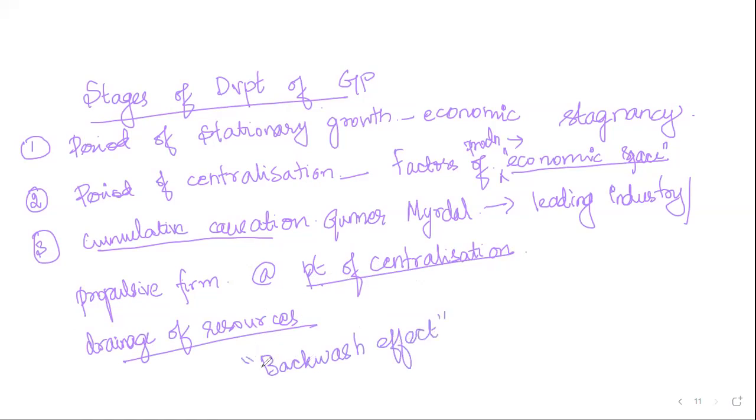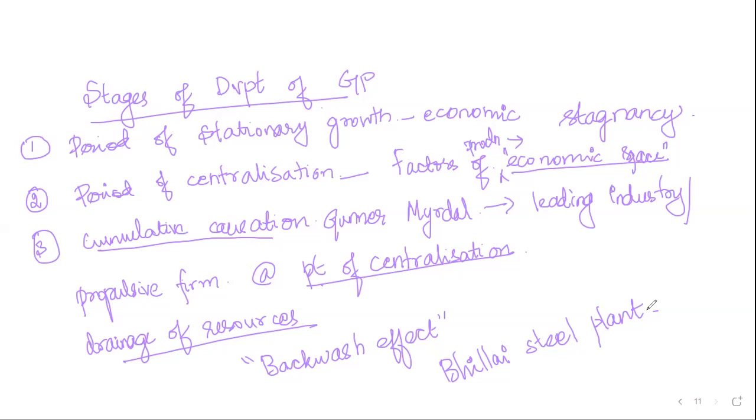This is known as backwash effect, where a lot of resources and the movement of capital is also towards the economic space, towards the point of centralization. What will happen to the other places? If one particular spot alone is developing, let's say the Bhilai steel plant, if one region alone is being developed at the cost of the other surrounding areas, we call it a backwash effect.